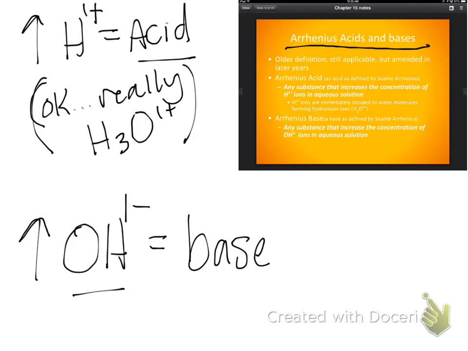So do you see how we could have higher numbers still meaning a base? Because we're still increasing something in bases. Make sense? Okay. This is the oldest working definition. It's still used in some ways, but for the most part we have kind of gotten away from this definition and we've gone on to some newer ones.